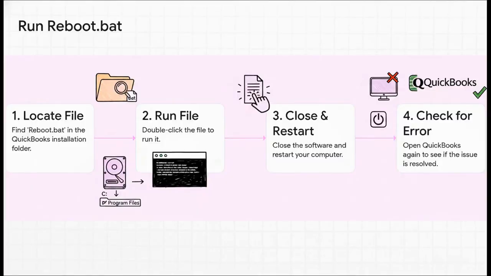The process here is really straightforward. First, you're going to go find your QuickBooks program folder. It's usually in Program Files on your main C drive. Once you find that reboot.bat file, just double-click it. You'll see a black command window flash on the screen for a bit. When it's gone, here's the important part. Restart your whole computer before you open QuickBooks again to check if it worked.